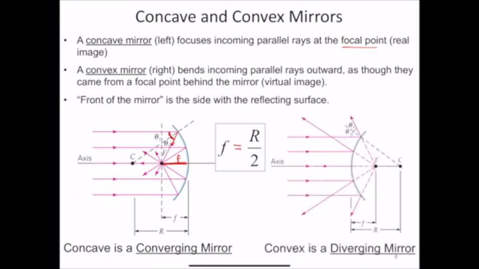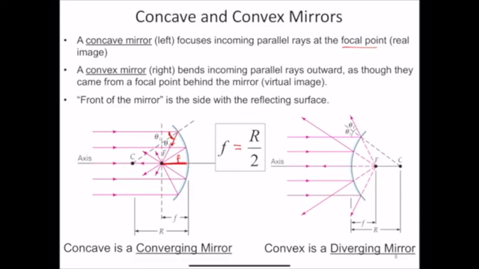So a concave mirror is also a converging mirror, because it makes the rays of light converge. The image is real. Why? Because the rays of light are actually converging at the point F, and so you have a real image at F.